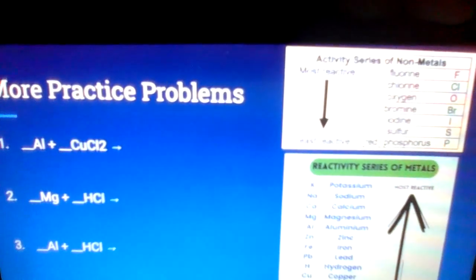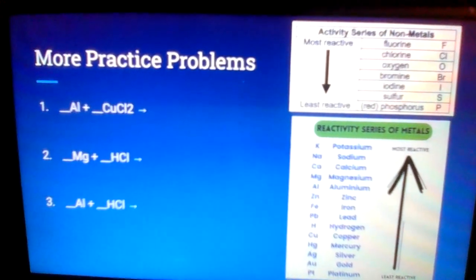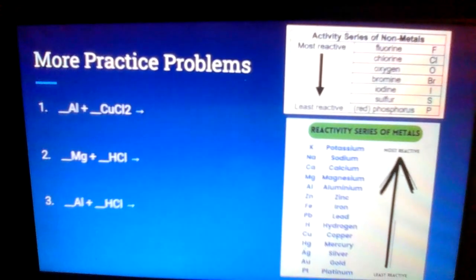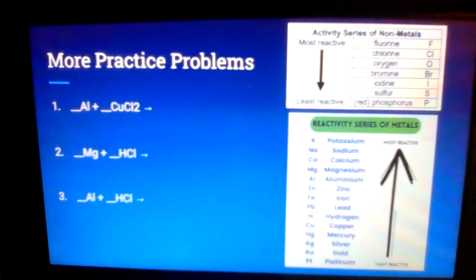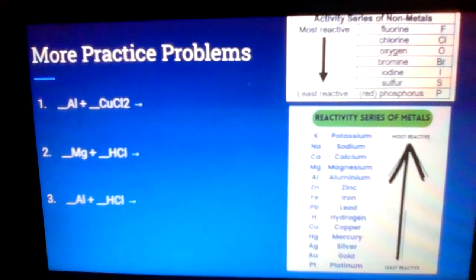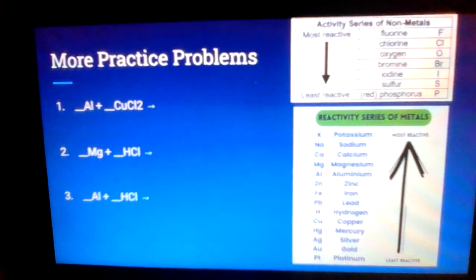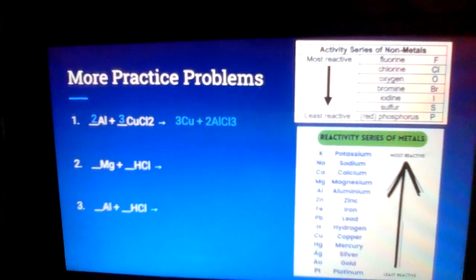Here are some more possibly complex practice problems where balancing may be involved. May not be involved for each reactant, but you will figure that out on your own. So the first one will be from this. I'll give you time to answer that one. And then here are your answers.